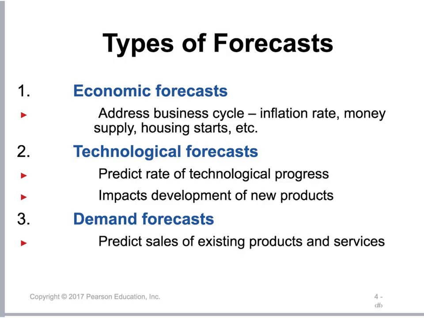Types of forecasts. So we have the economic forecast, the technological forecast, and then a demand forecast. Economic forecast helps you understand what's going on in the economy, what's the inflation rate, the money supply, housing starts, and so on. The technological forecast tells you the rate of technological progress. And then the demand forecast is the everyday sales for existing products and services.